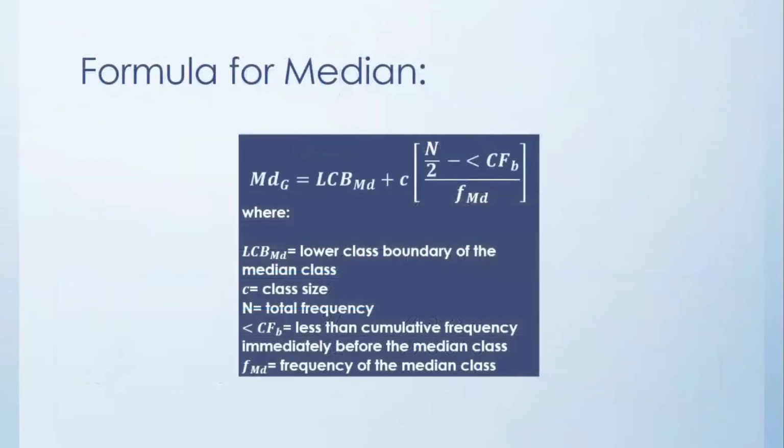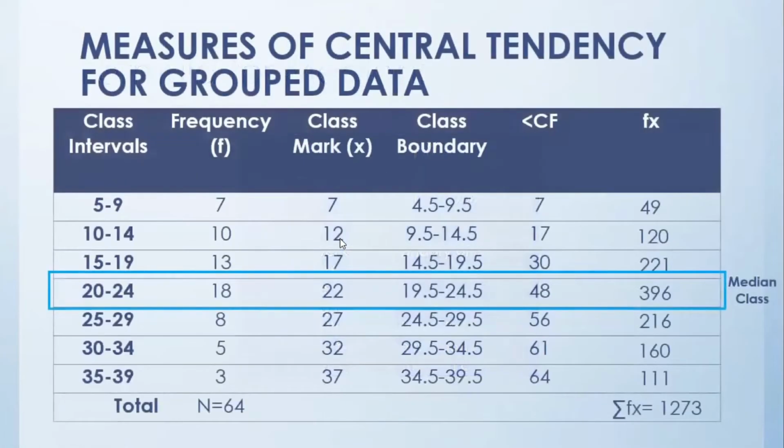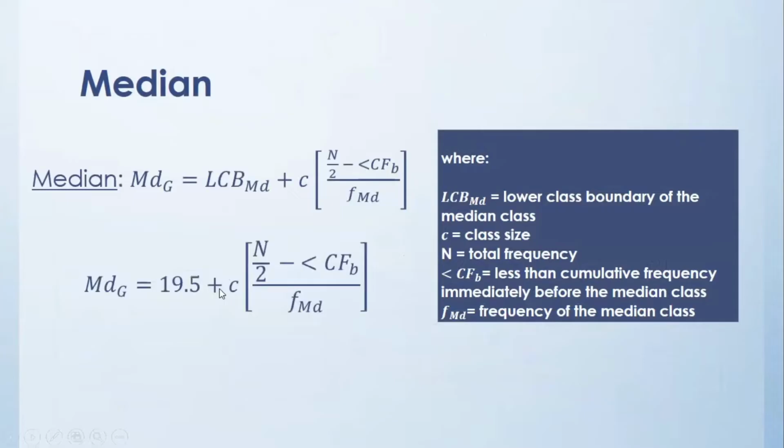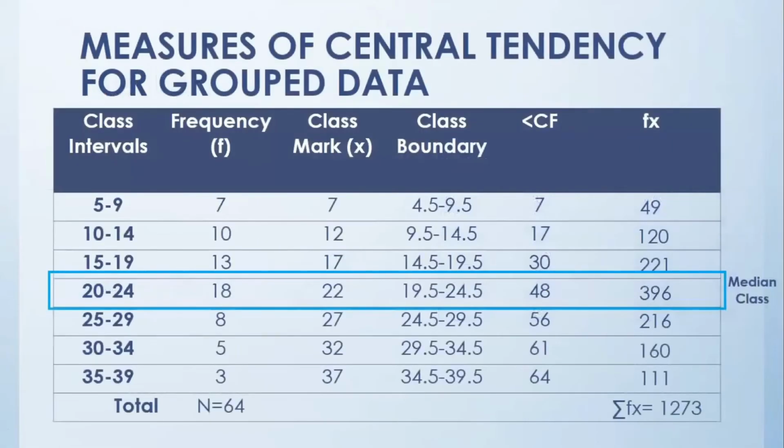Okay. The formula for median class. So, unahin natin yung the lower class boundary of the median class. So, that is 19.5. So, substitute natin siya. Ayan. And then, next natin na isa-substitute is yung C or yung class size. So, since given na dito yung class intervals natin, so, just get two consecutive lower limits from the class intervals and find its difference.